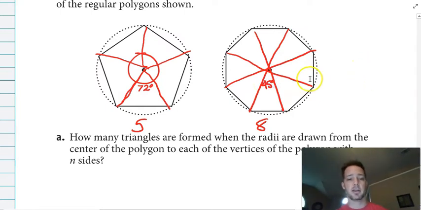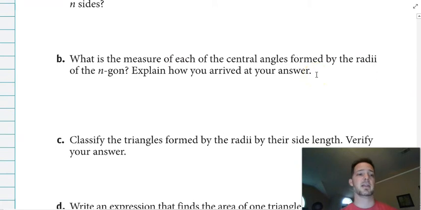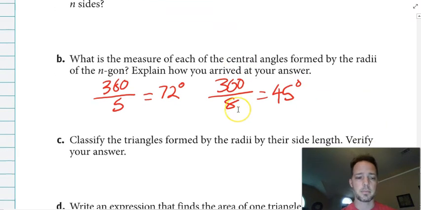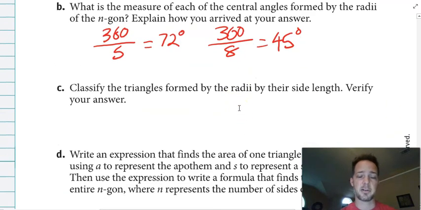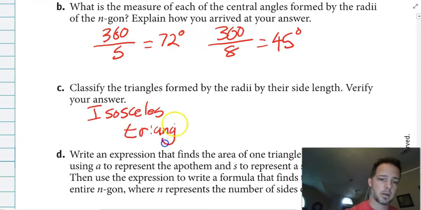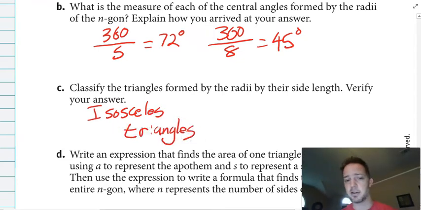Okay, so then it says classify the triangles formed by the radii and their sides. We get 2 isosceles triangles because the radii are going to be congruent to each other. The angles aren't 60, so it's not going to be an equilateral one.